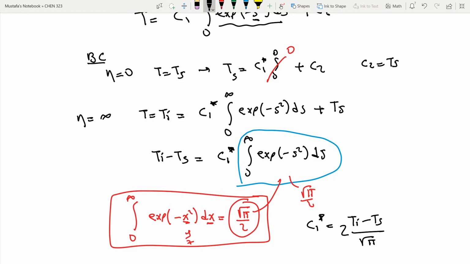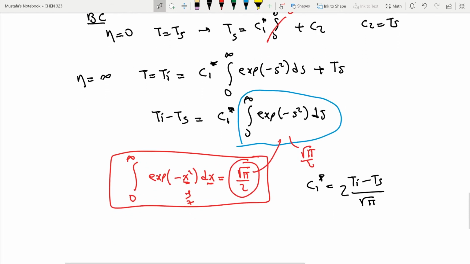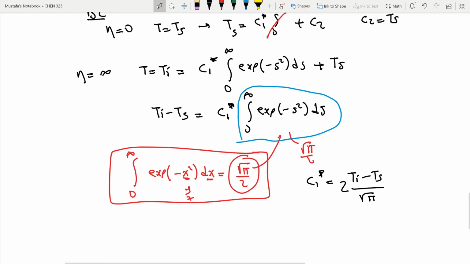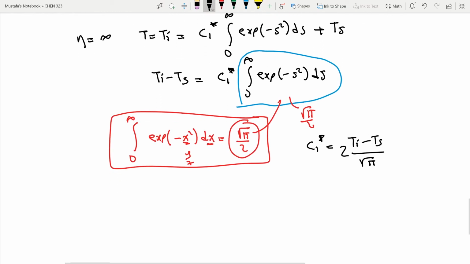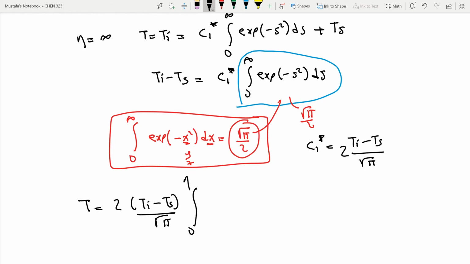So now I have C1 star, I have C2. So the solution so far: T is equal to C1 star, which is 2 times Ti minus Ts divided by square root of pi, times the integral from 0 to eta of exponential minus s squared ds, plus Ts.